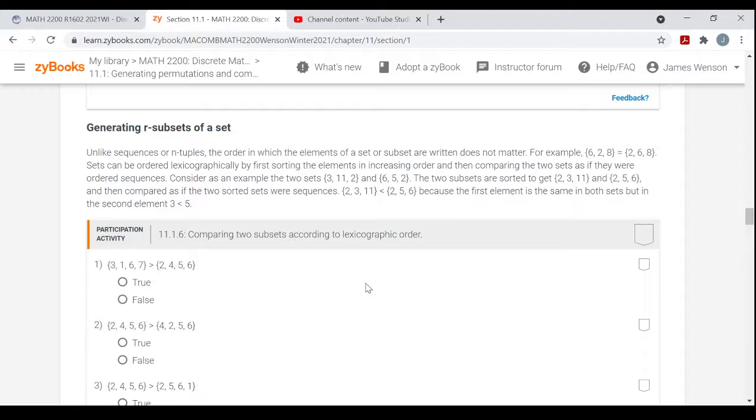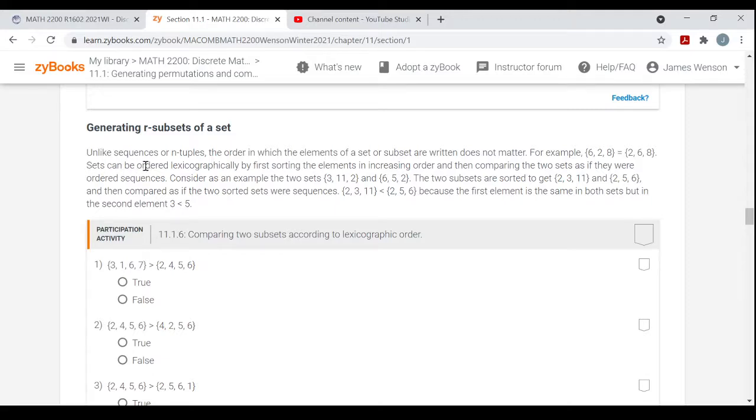So this is going to involve braces instead of parentheses. Unlike sequences or n-tuples, the order in which elements of a set or subset are written does not matter. So the set with 6, 2, and 8 is equal to the set with 2, 6, and 8. Again, the curly braces mean it's a set and order doesn't matter.